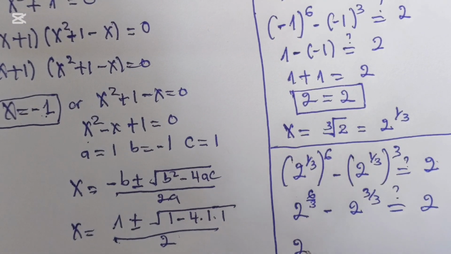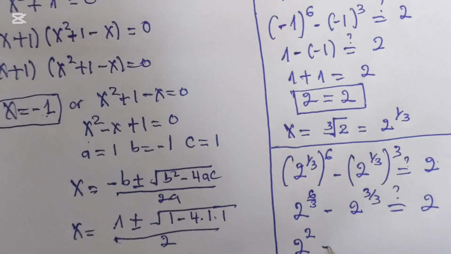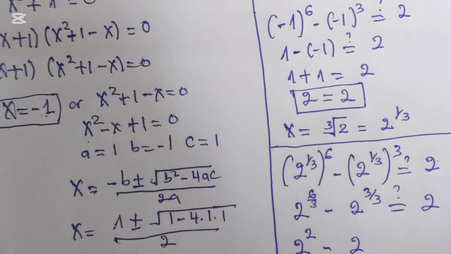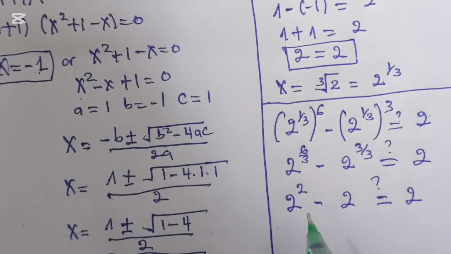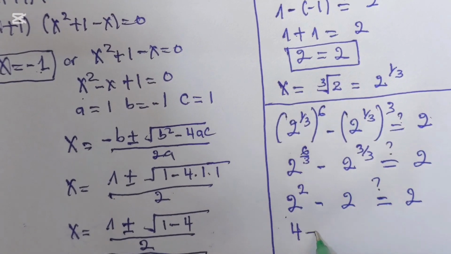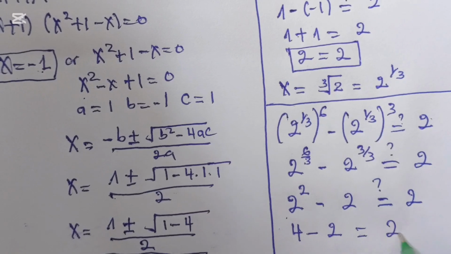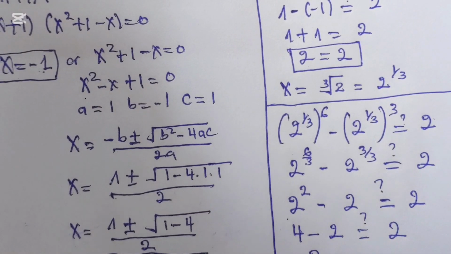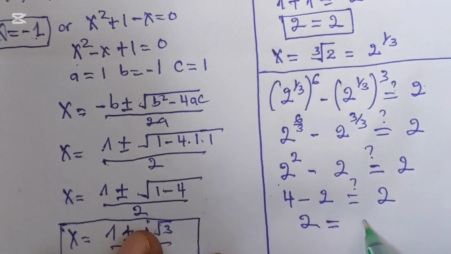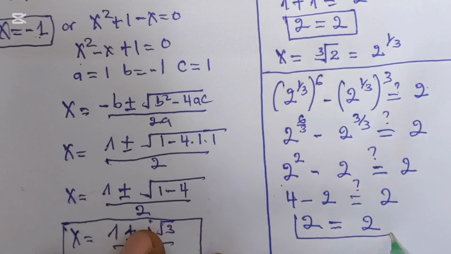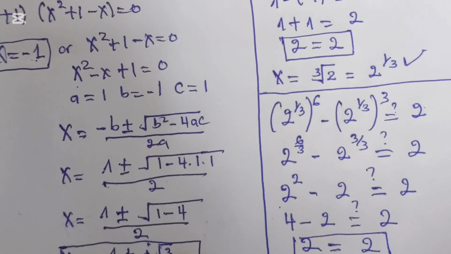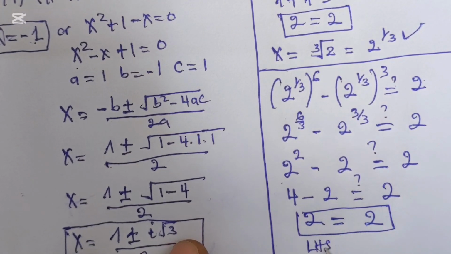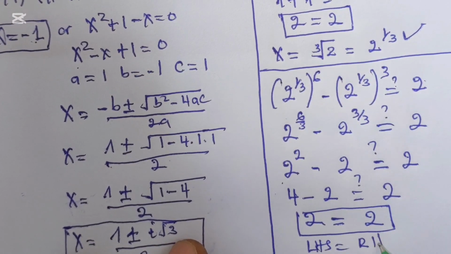So 2 to the power of 2, then minus 2 is equal to 2? 2 to the power of 2 is equal to 4, minus 2 is equal to 2. So 2 is equal to 2. And this one is correct because the left hand side is equal to the right hand side.